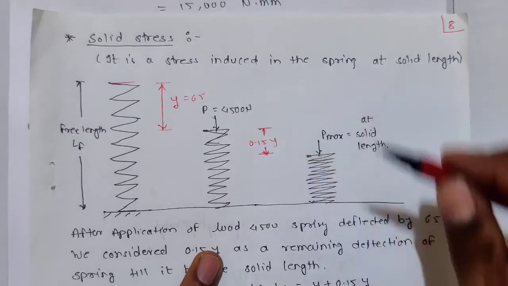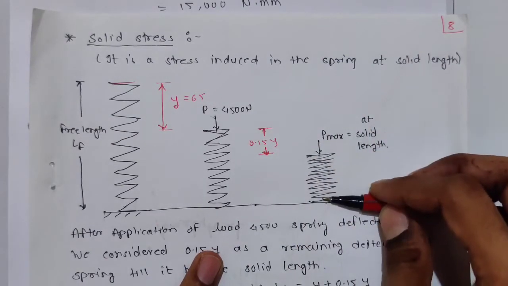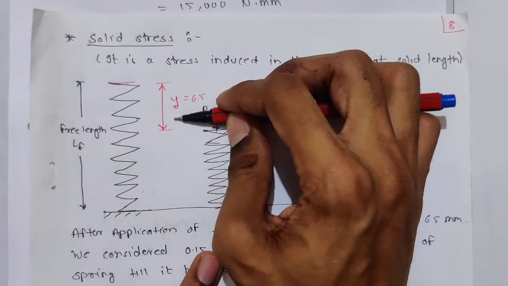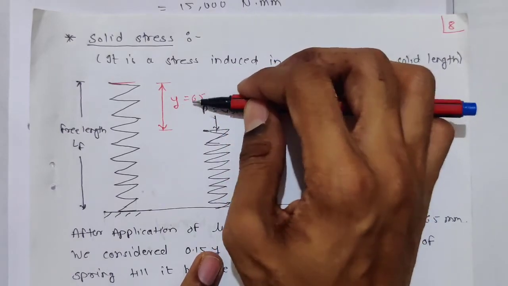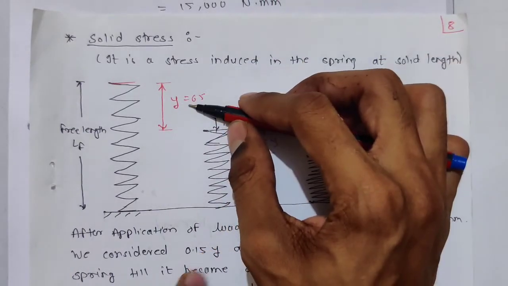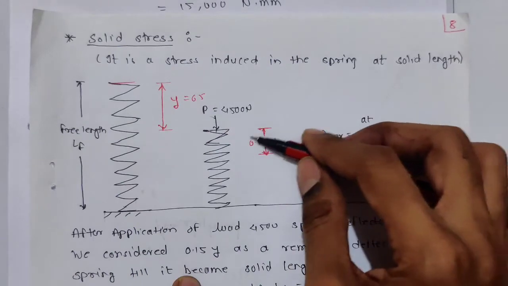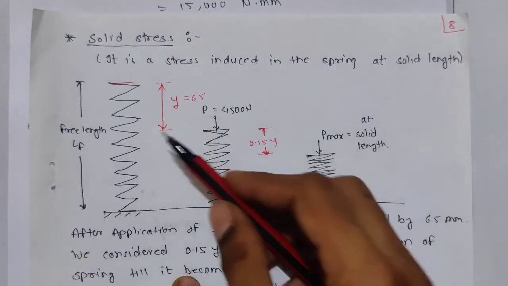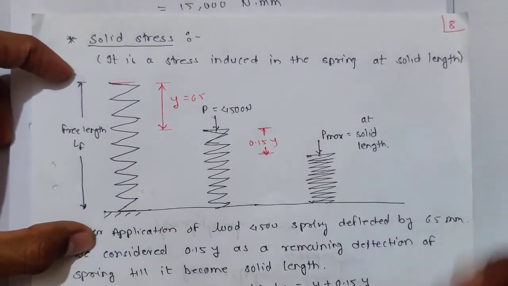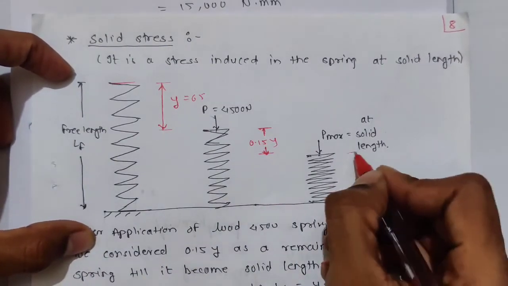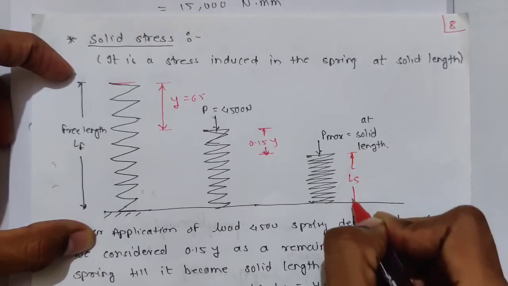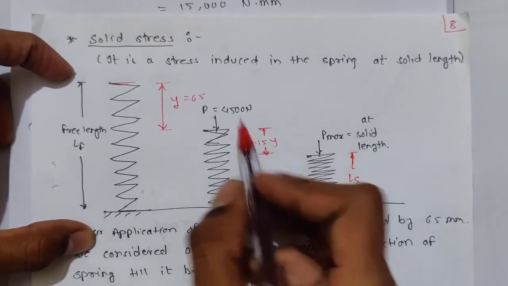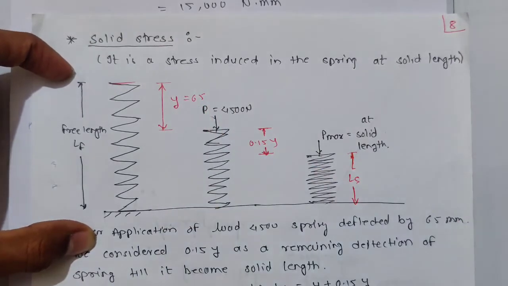Okay, solid length is when the coils touch each other. So this we consider as y, something like 65 mm; in our problem it is 25 mm. Now this 0.5, while calculating LF, is nothing but LS, the solid length, plus 0.5 y plus y.